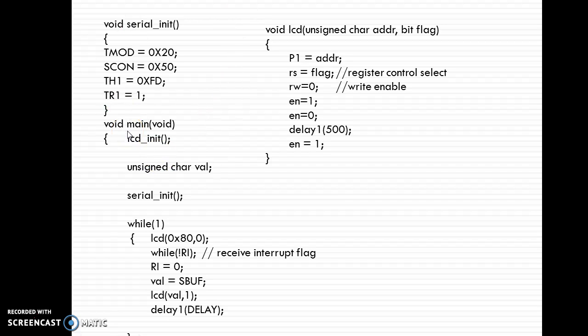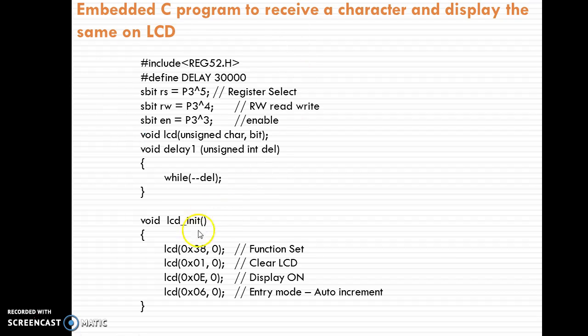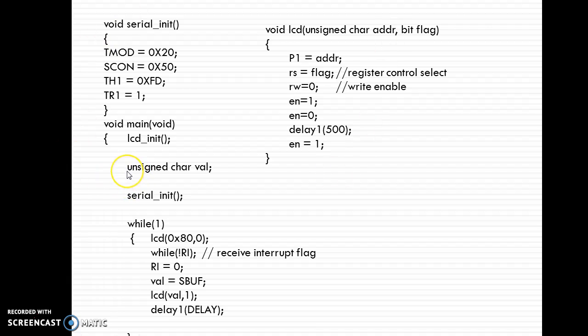When the control starts from the main function, the LCD initialization is going to happen. So the LCD is being initialized by using these statements: 0x38, 0x0C, 0x01, 0x0E and so on. That will do the necessary functions such as clearing the LCD, turning the display on, and so forth, as discussed in the earlier video. Then after initializing the LCD, we are going to initialize the serial buffer of the microcontroller.